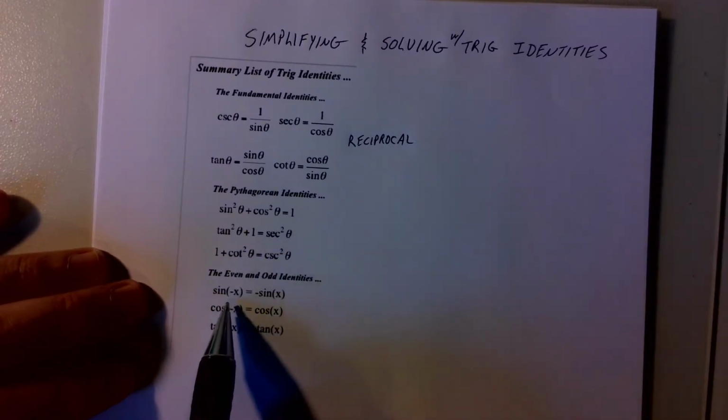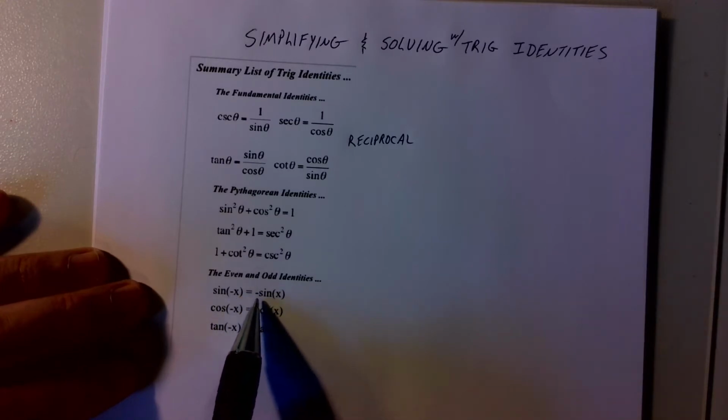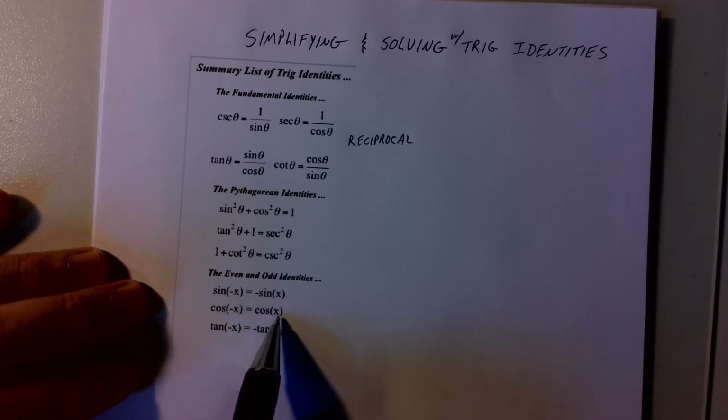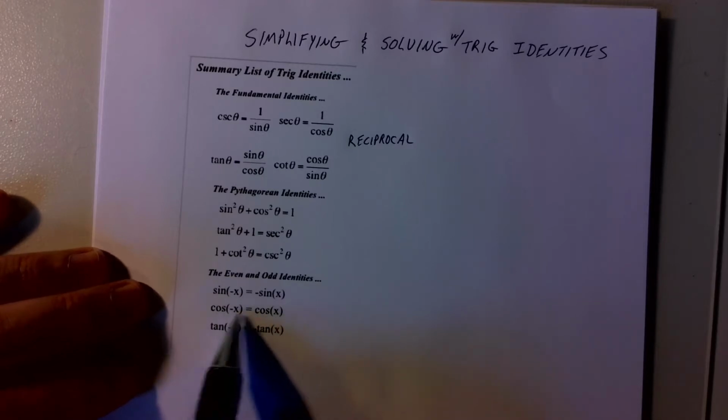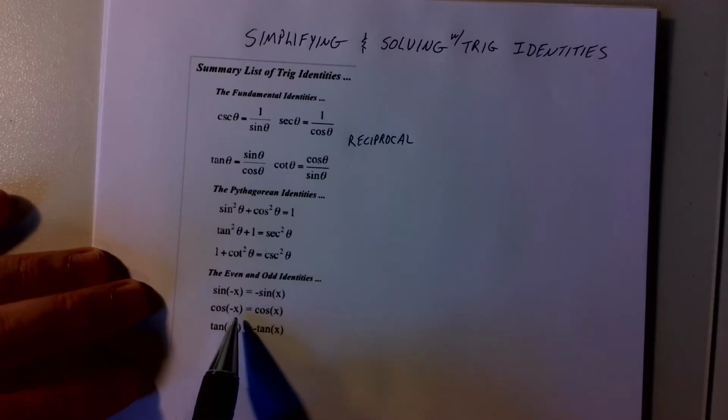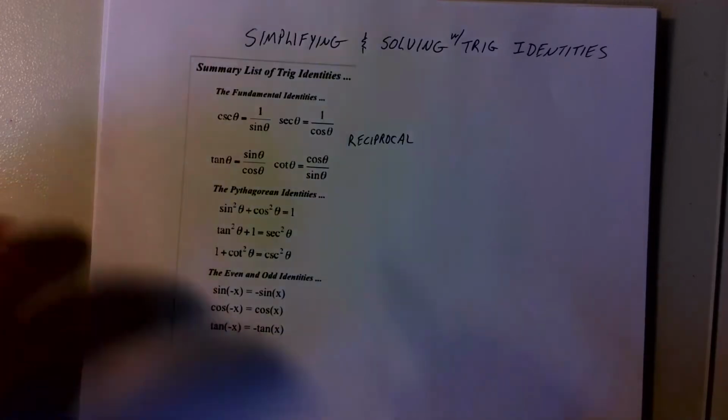And then these ones down here: the sine of the opposite of x is equal to the negative sine of x, and the cosine of negative x is equal to cosine of x. Which means it doesn't matter whether it's positive or negative, a 30-degree angle or a negative 30-degree angle is going to give you the same value. And the tangent of a negative x is equal to negative tangent x.